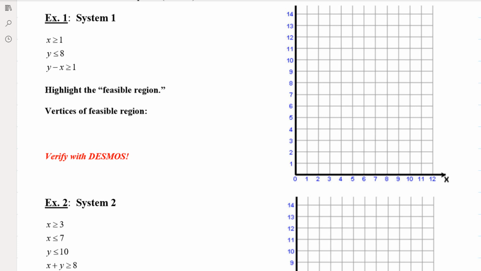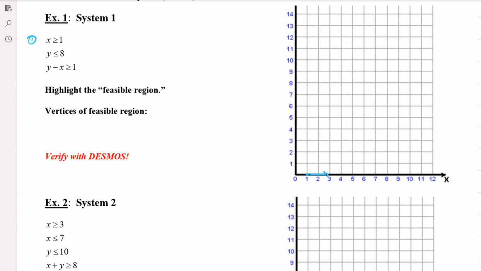Number 1 here, we have to graph x greater than or equal to 1. If you look at the x-axis here, well, let me put this in color, this is number 1. You see 1 here, all x values that are greater than or equal to 1. Obviously, start at 1 and go to the right.